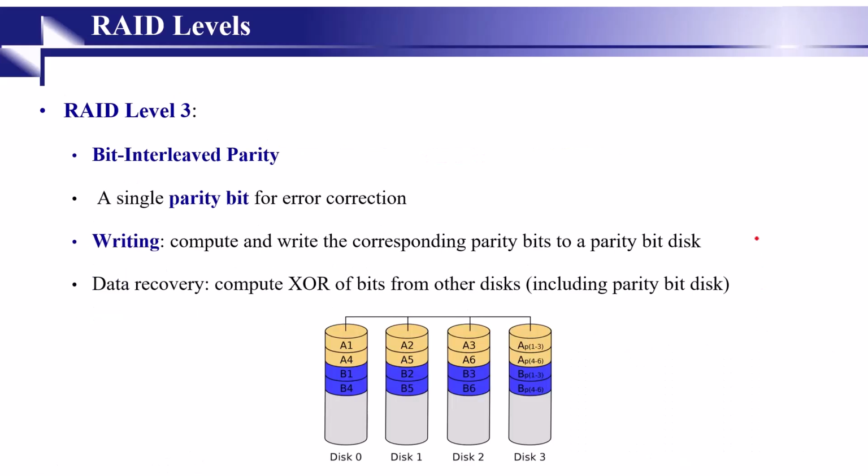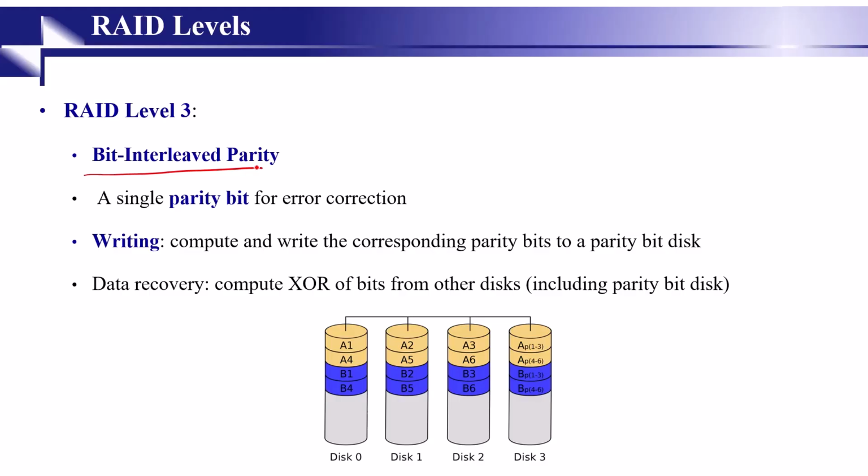Let's keep going. Next up is RAID level 3, which introduces bit interleaved parity. This level uses a single parity bit to handle error correction. When you write data, the system calculates parity bits and stores them on a dedicated parity disk.